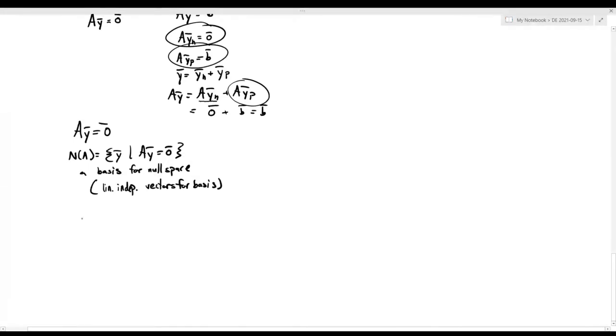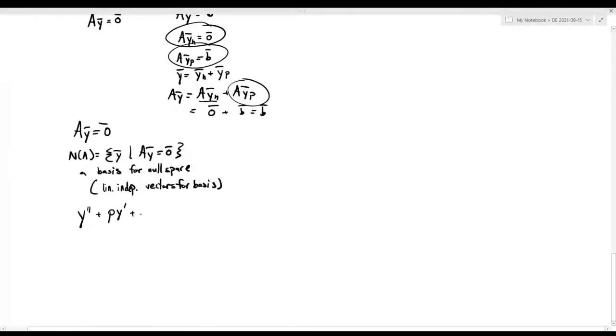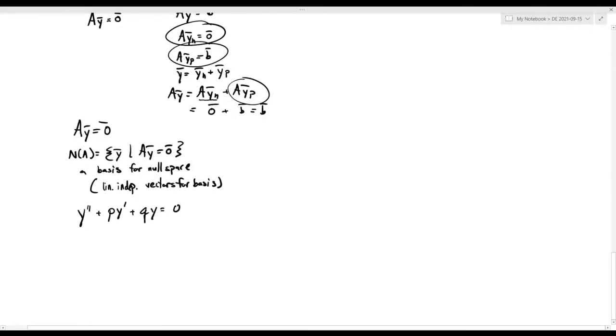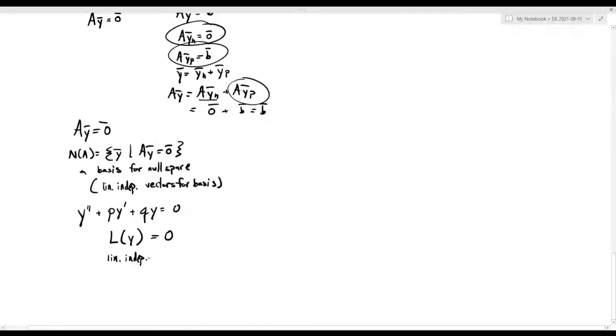So likewise, if you have a linear second-order homogeneous differential equation, we're essentially looking for, here's our linear operator on y equals 0. So we're looking for all solutions to this equation, so we're essentially finding the null space of this linear operator. And so we want to find a basis for that null space. So we have to find linearly independent functions, right? So we want linearly independent functions.